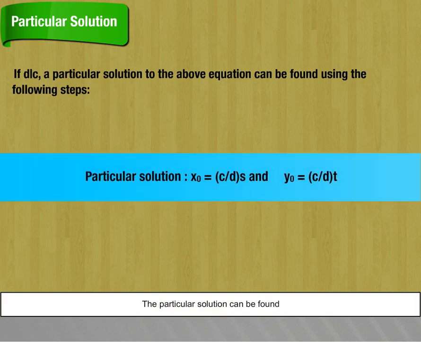Particular solution: x naught is equal to c divided by d into s, and y naught is equal to c divided by d into t.